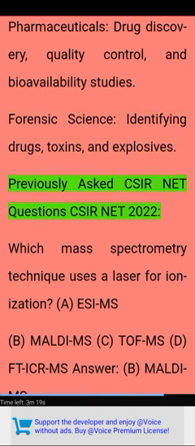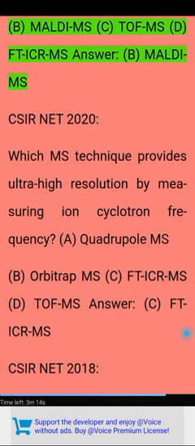Previously asked CSIR NET question, CSIR NET 2022. Which mass spectrometry technique uses a laser for ionization? A. ESI-MS. B. MALDI-MS. C. TOF-MS. D. FT-ICR-MS. Answer: B.